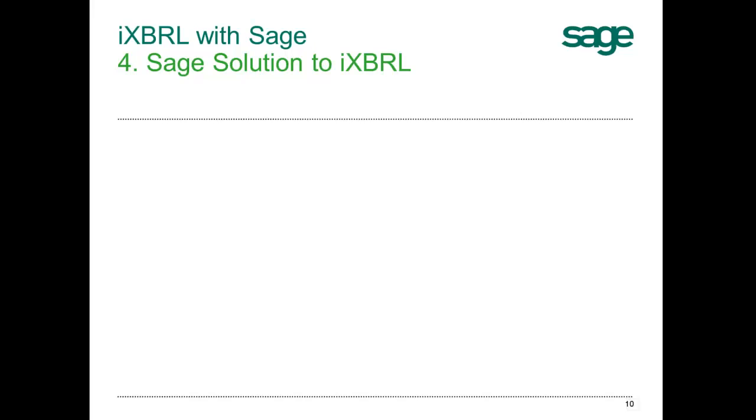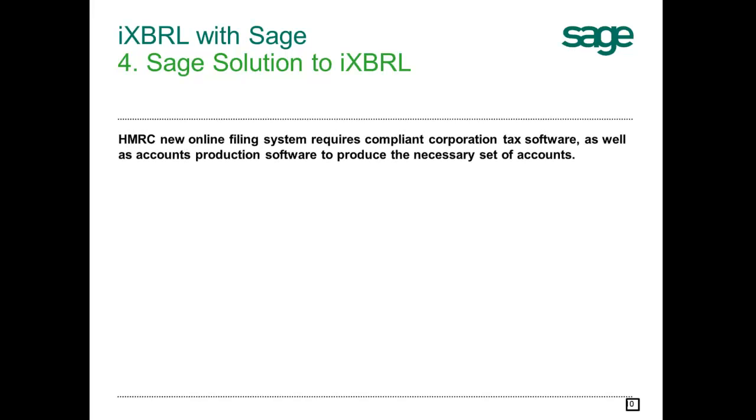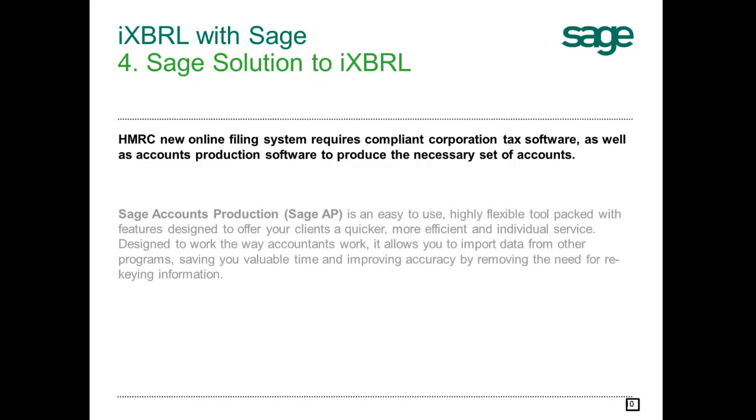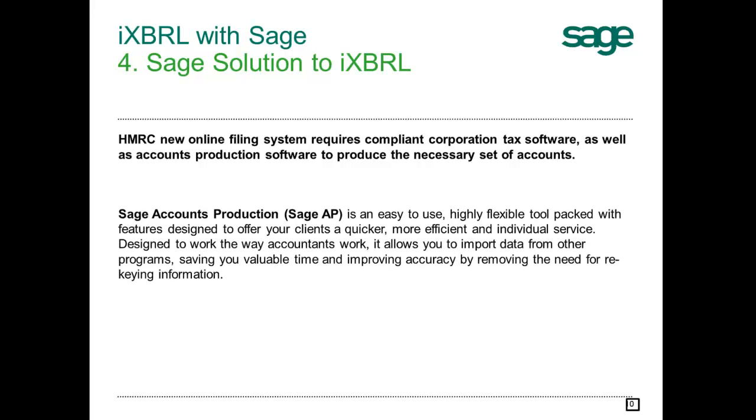So HMRC's new online filing system requires compliant corporation tax software as well as accounts production software to produce the necessary set of accounts. Now, Sage Accounts Production, also known as Sage AP, is an easy-to-use, highly flexible tool packed with features designed to offer your clients a quicker, more efficient, and individual service.